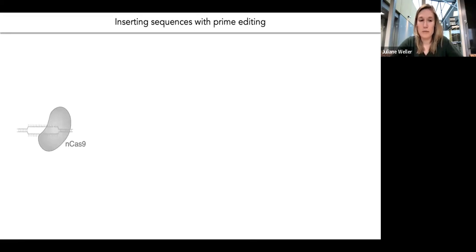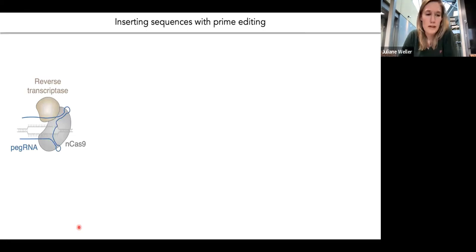Looking at prime editing, I mentioned earlier that it's a nicking Cas9 that is bound to reverse transcriptase. So the nicking Cas9 generates a small nick in the DNA, and then the reverse transcriptase can be used to directly write the edit into the genome. And what we also need for that is a pegRNA, a prime editing guide RNA.